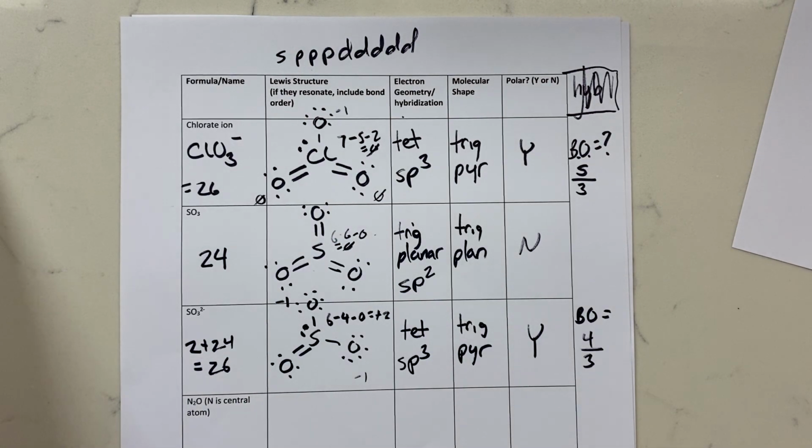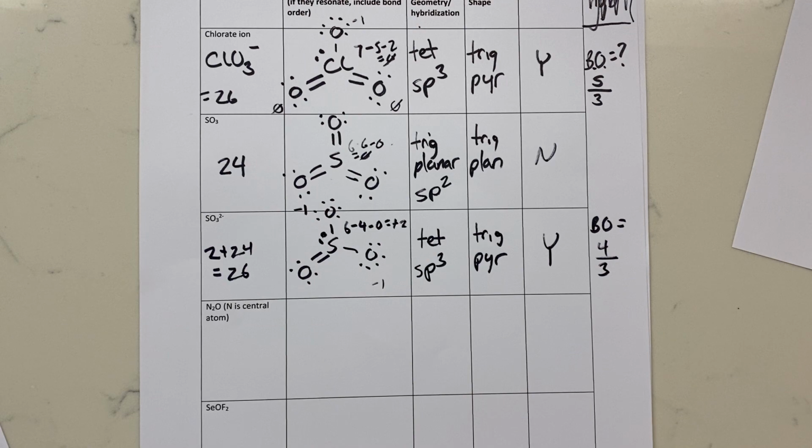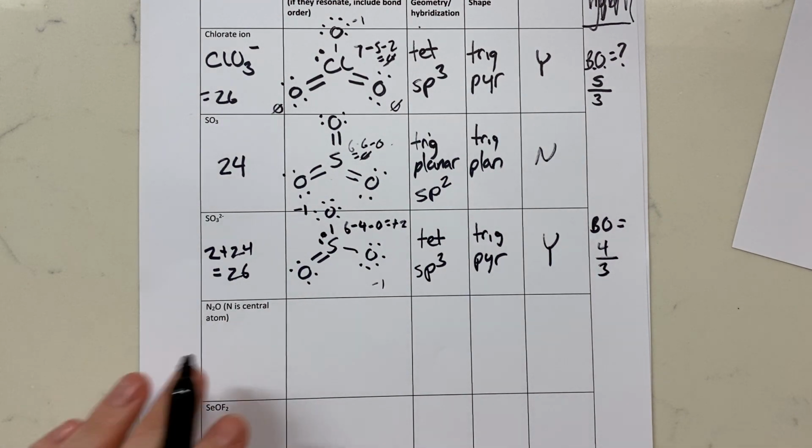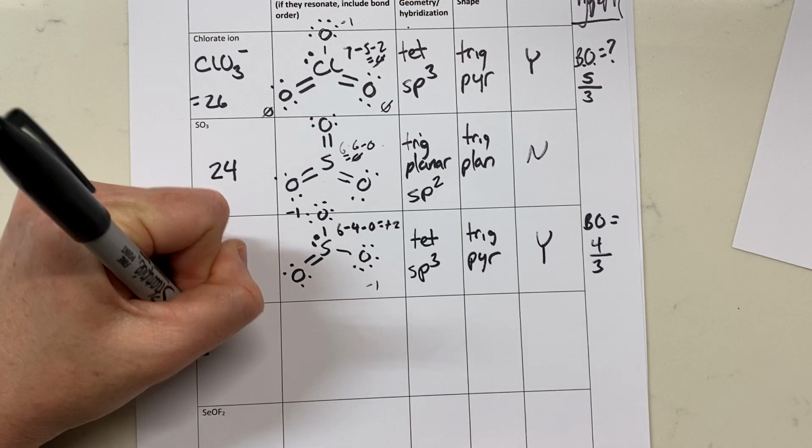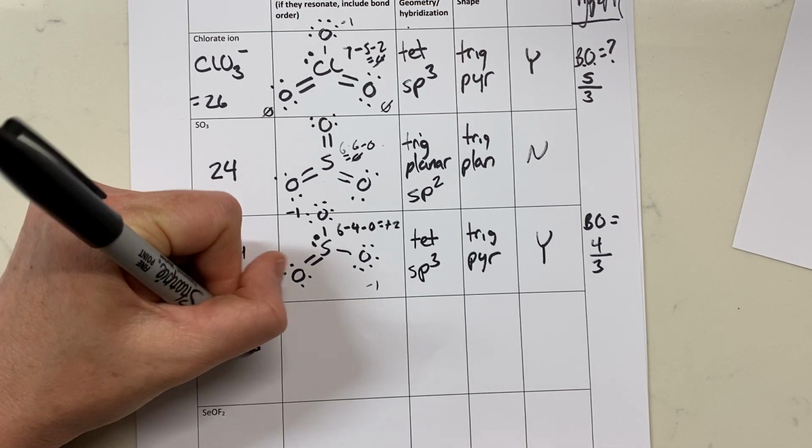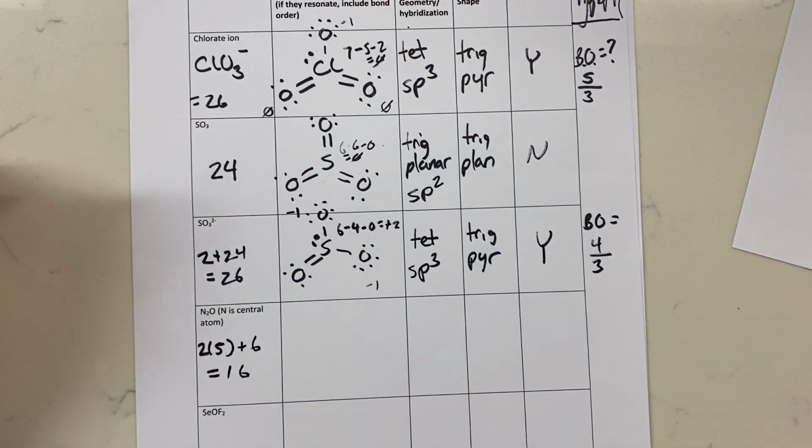All right, now we get to an interesting one that I could see showing up on an exam and really throwing you off. N2O, and you're told that N is the central atom. So if you calculate the total number of electrons here, we have 2 times 5 plus 6, which is 16.